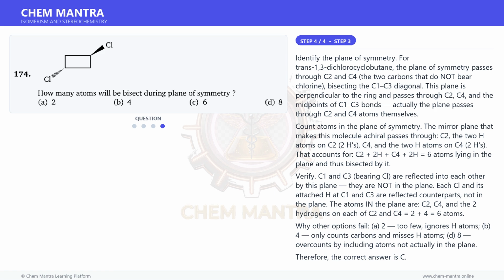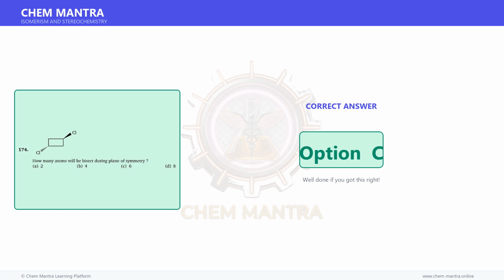Why do the other options fail? A, 2, is too few, as it ignores H atoms. B, 4, only counts carbons and misses H atoms. D, 8, overcounts by including atoms not actually in the plane. Therefore, the correct answer is option C.